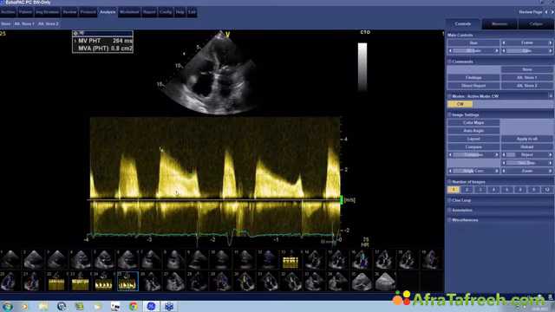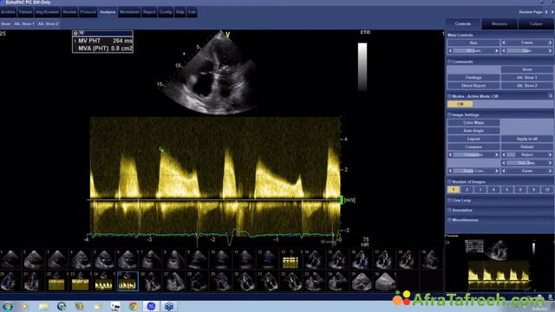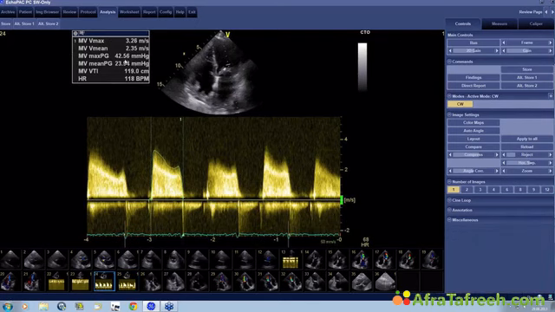And then you can also perform a so-called measurement of pressure half time. This is this here. You kind of just put the line here on the slope of the E wave, and thereby calculate the pressure half time. I'm sure most of you know this already. You can look that up also in the lectures. In any case, what we calculate here is an orifice area of 0.8 centimeters and a mean gradient, as I mentioned already, of 24. So this is very severe mitral stenosis, and it clearly explains the symptoms of the patient.